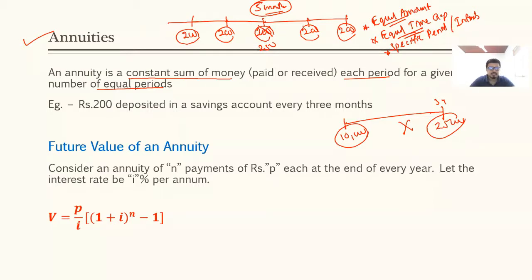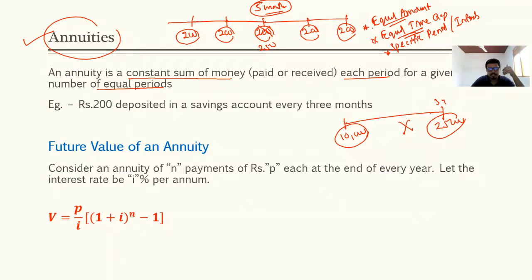Annuities. So what must an annuity be? The same amount, right? A constant sum of money, the equal amount, with equal time gaps: monthly if monthly, yearly if yearly, biannually if biannually, equal time gaps for a specific time period. For 5 years, maybe for 10 years, for 6 months, like that.